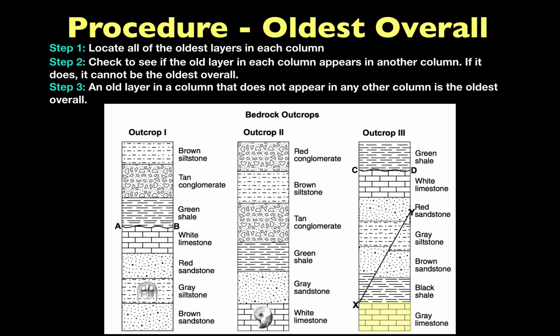And we can prove this because the gray limestone does not appear in any other column, which means it must be the oldest overall.